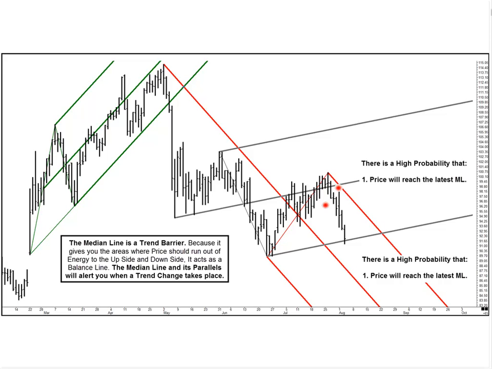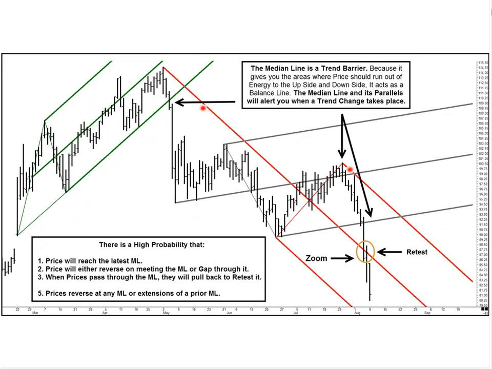We come off, we swing back up, we get tested here. By the way, if you have good eyes, this is a beautiful entry with a very achievable stop right here. And where's price going? At minimum, to this lower parallel, and perhaps to this median line. Again, there's a high probability that price will reach its latest, most likely line, and it did here. Let's see what we get.